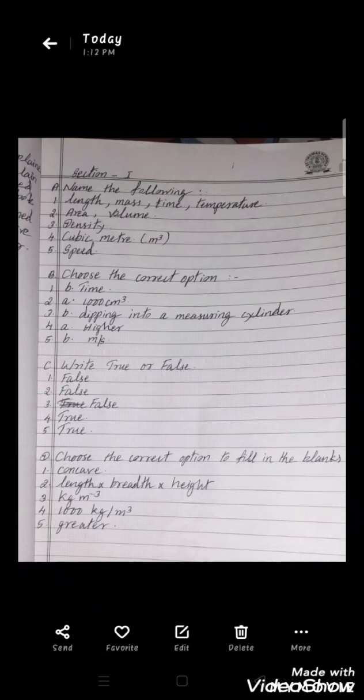Number 4, each substance has a unique density associated with it. So that is a correct statement. Number 5, the object that covers a given distance in a lesser time has more speed. So that was also a true statement. Then next, number D, choose the correct option to fill the blanks. That also answer is one. You write from the textbook or from this note you write.